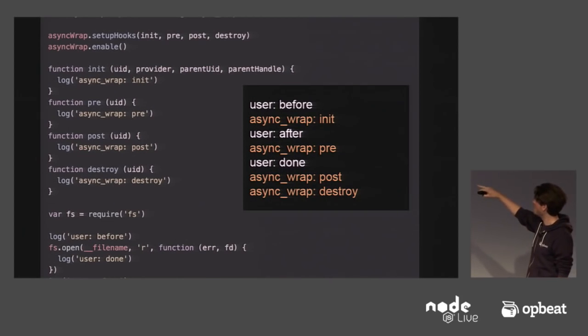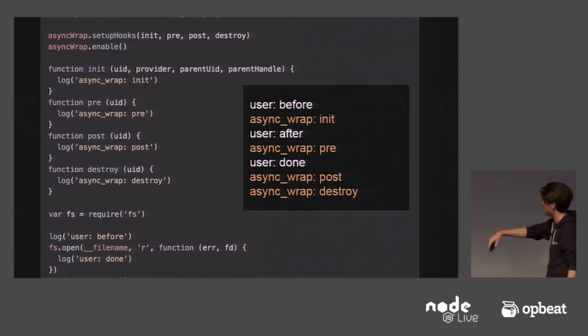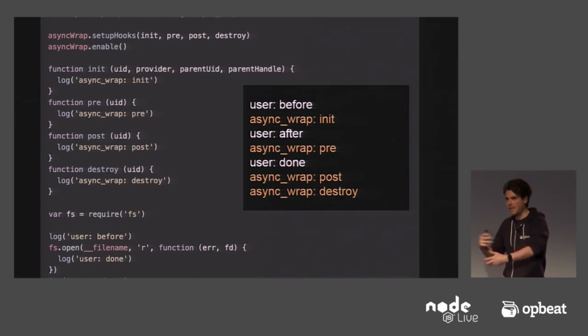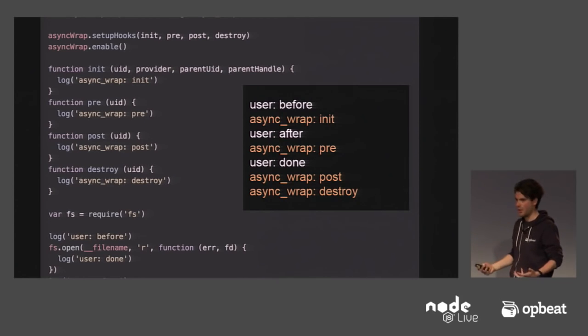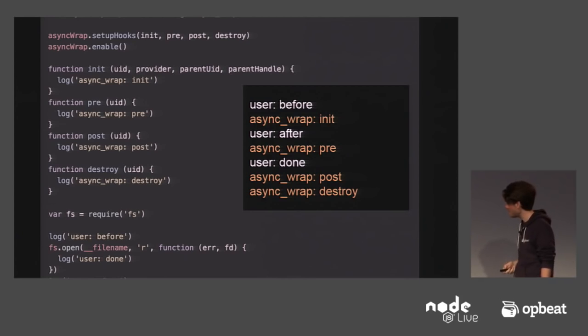Then you will see the init, because now we're actually queuing a callback. Then you'll see after, which is down below here. It's being, for some reason, cut out of the slide, but there's a user after at the bottom. At some point later, the file has been opened, and now we will get a call to the pre. Then it will actually call the callback and run the callback, so you will see done being written out. Then the callback is of course called. We will see post, and then finally we'll see destroy when it's garbage collected.